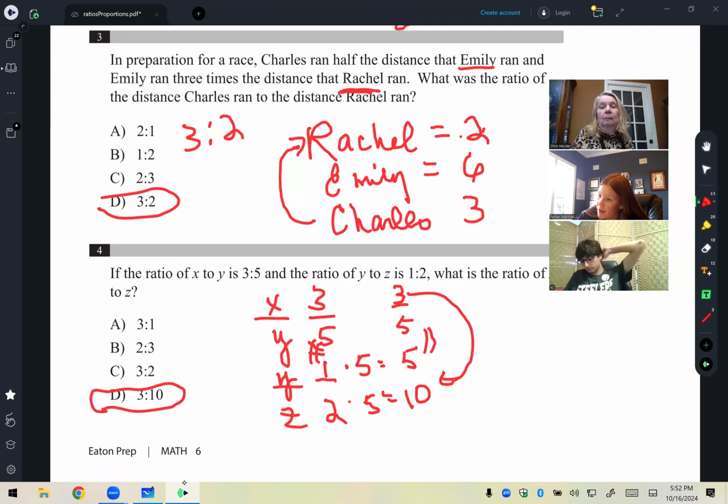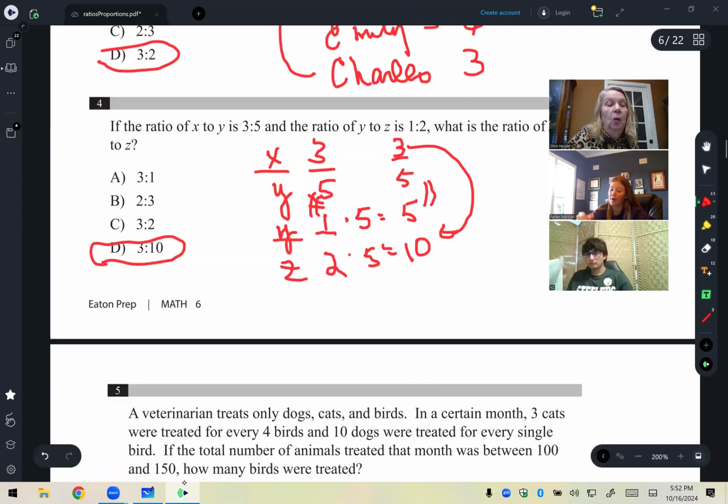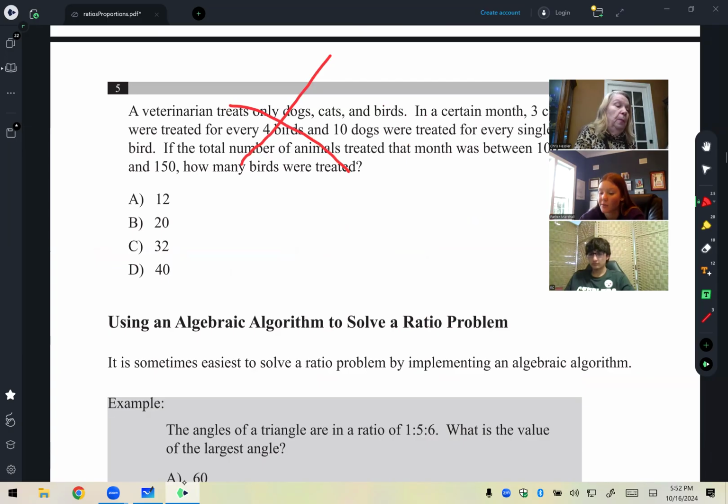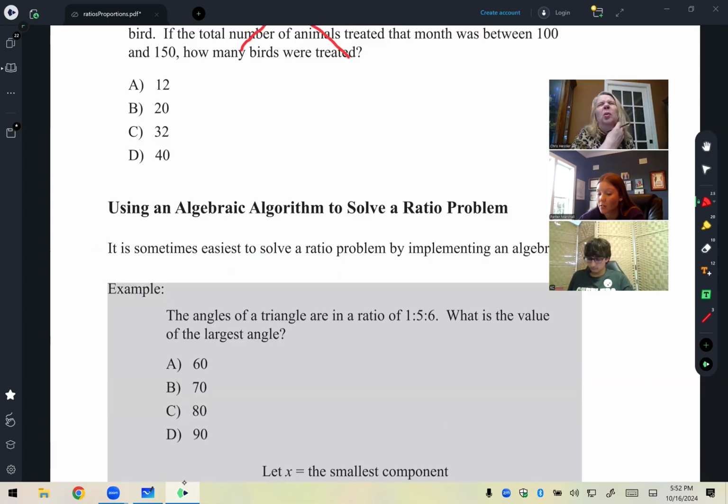So that's all good. Oh, you guys are awesome. We're not going to do this one. They're not that hard. They were that hard in the past, but not now. Okay, but there'll be some ratio and percent sprinkled, so we want to cover it.